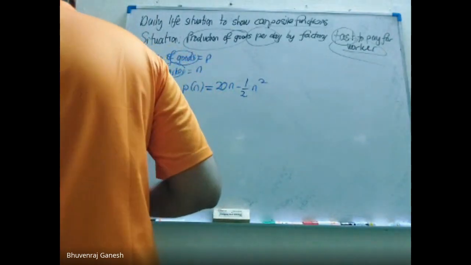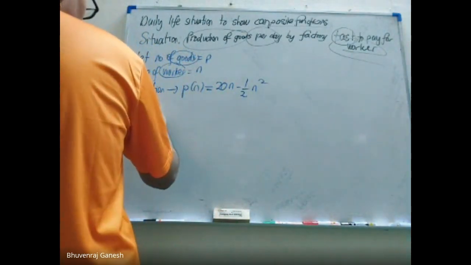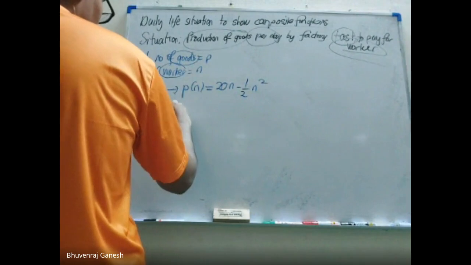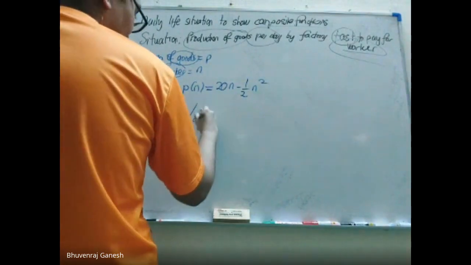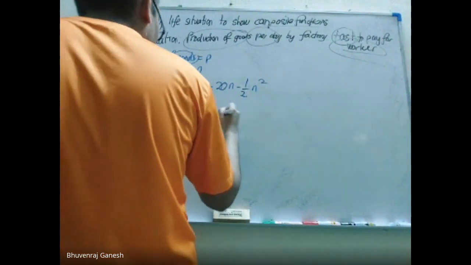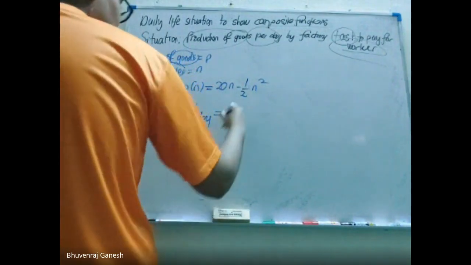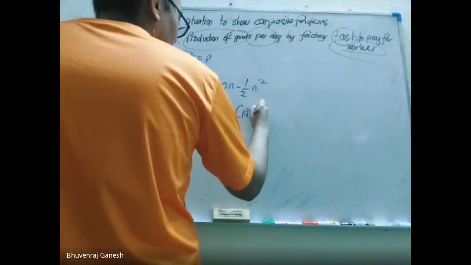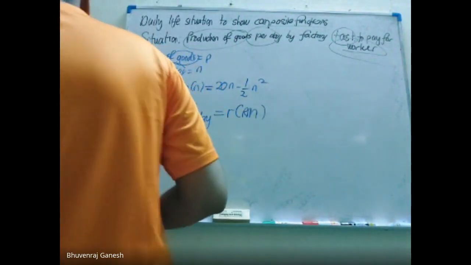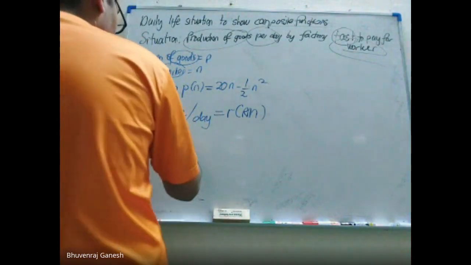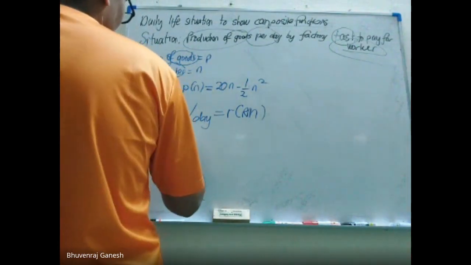And then the total revenue. This one we are talking per day, so don't get confused with day, month, and week. So let's say I call it R, in the unit of RM. So R(p) is equal to 40p.